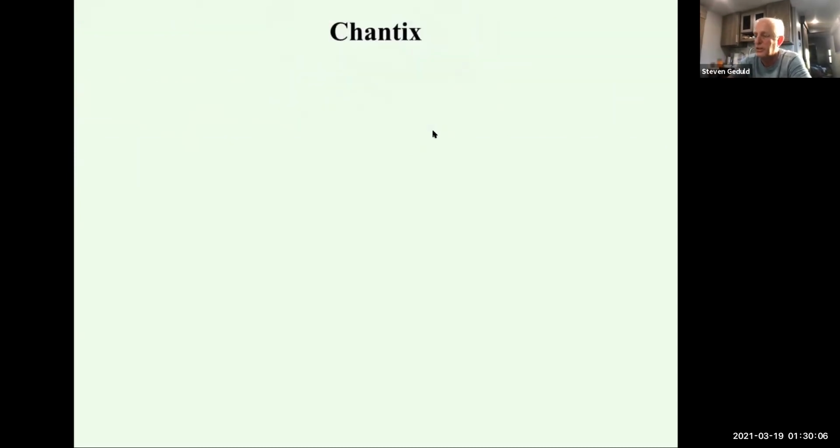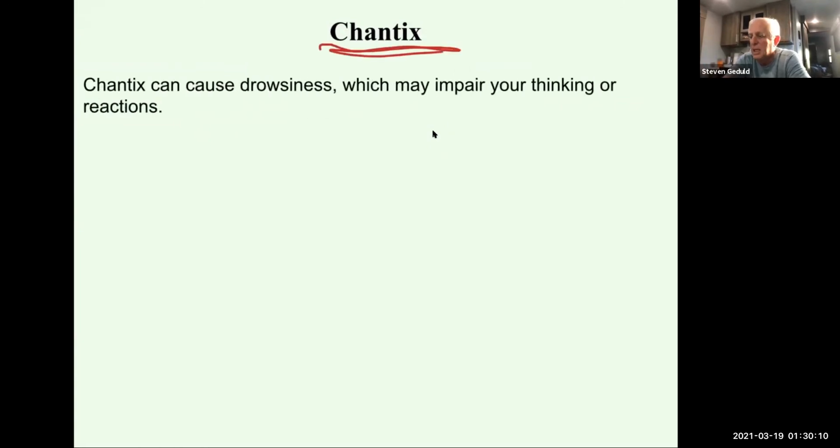Okay, Chantix, the new drug on the market. What was new about 8 years ago, 9 years ago now? There are some problems with it. Okay, but Chantix can cause drowsiness, which may impair your thinking or reactions. Okay, it's a fantastic drug for what it does, though.